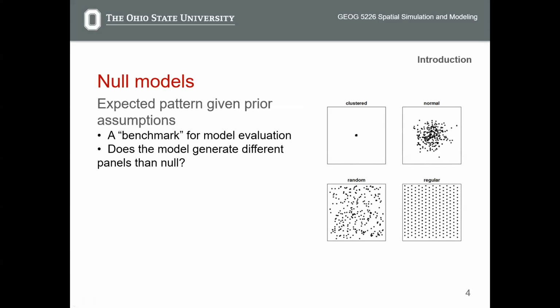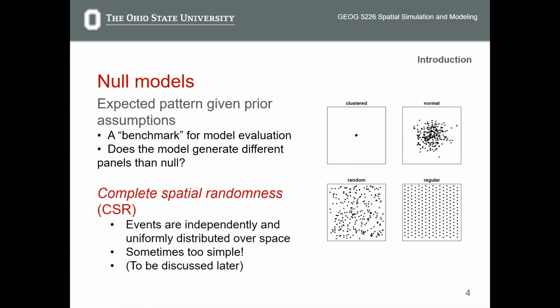Not 4 null models, as null models, okay? And the next one is special. It's also a null model. It's called CSR. It's pretty important to this course. I'm going to discuss it later, but here I just want to mention the concept. It's called complete spatial randomness, or we can simply call it CSR.